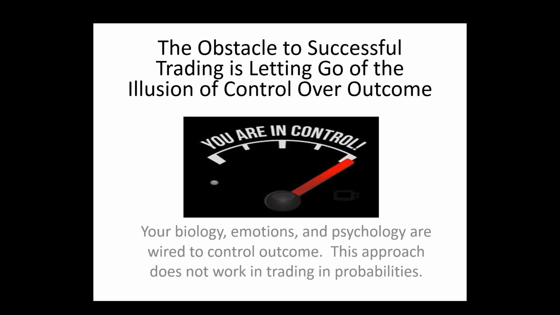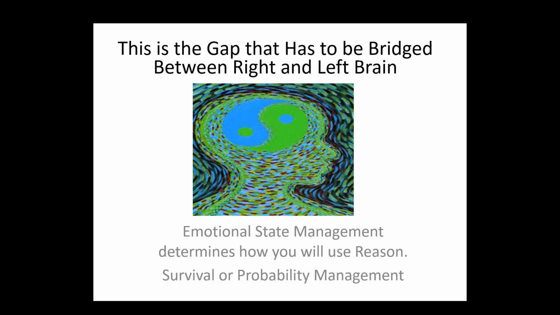And this is the gap, friends. You should actually have a knot there. Okay, the obstacle to successful trading is not letting go of the illusion of control. Okay, there you go. So here we are.